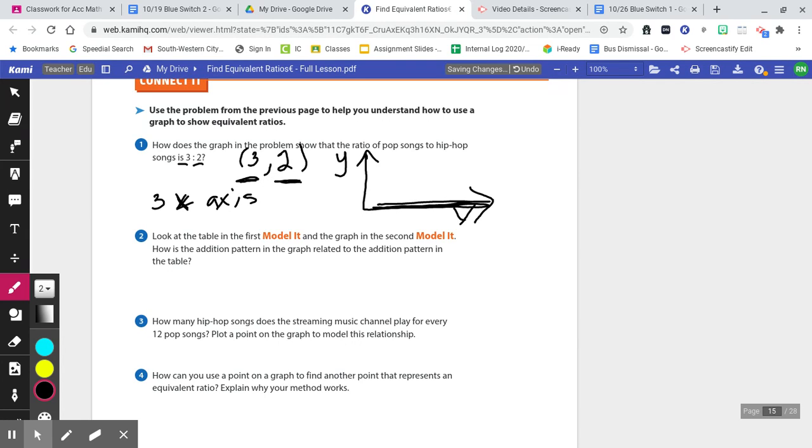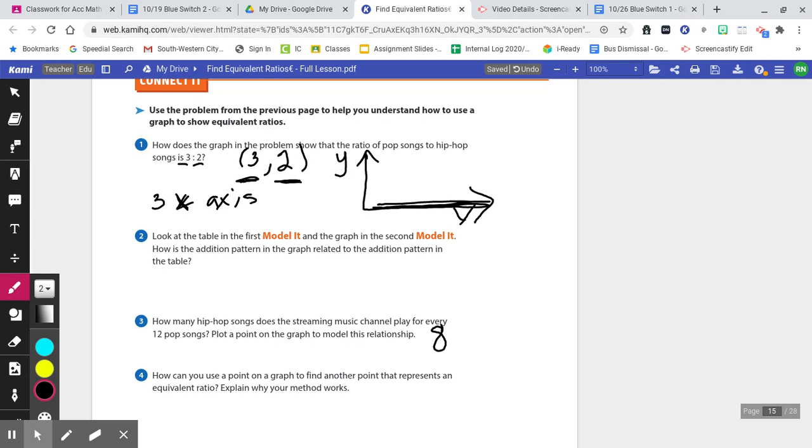If you look at the table in the first model and the graph in the second model, how is the addition pattern in the graph related to the addition pattern in the table? Don't both patterns show adding equal groups of 3 pop songs and 2 hip-hop songs to every equivalent ratio? You do not have to write that down. How many hip-hop songs does the streaming music channel play for every 12 pop songs? And we knew the answer was 8. You can write that one down.